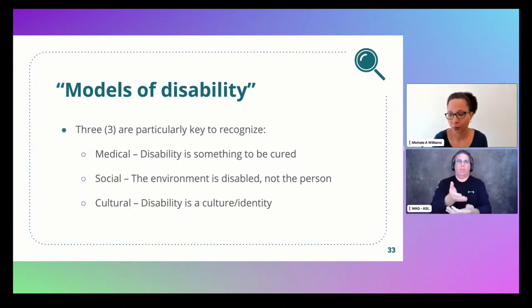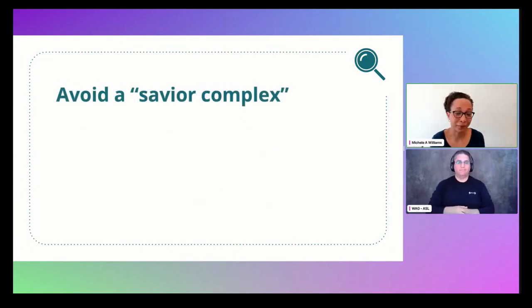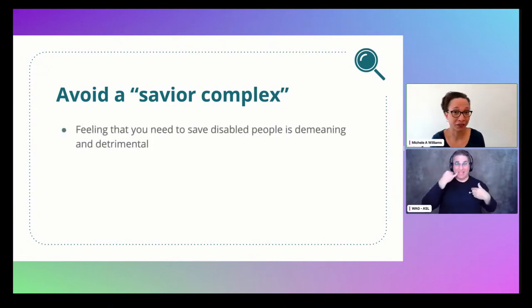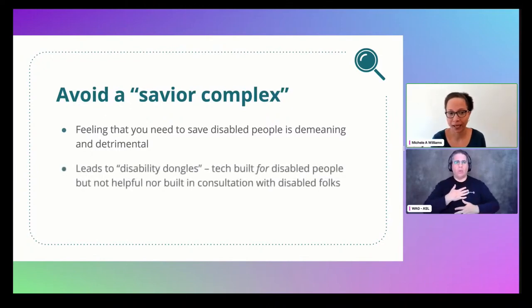So with that, regardless of which model of disability you gravitate towards, the ultimate goal is definitely to avoid a savior complex. And this is particularly for people who are non-disabled and doing this work. So feeling that you need to save disabled people is basically demeaning and detrimental. It's not helpful. And it leads to what's known as disability dongles, a term you can absolutely look up in your favorite search tool, and you will immediately see a lot of examples of disability dongles.